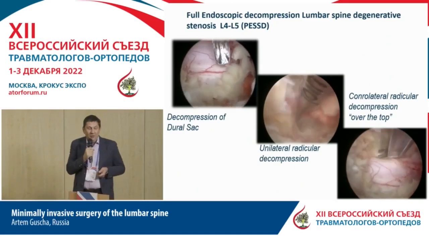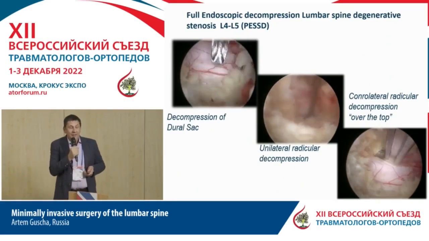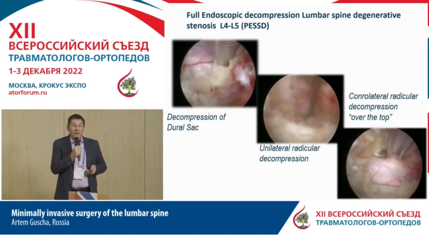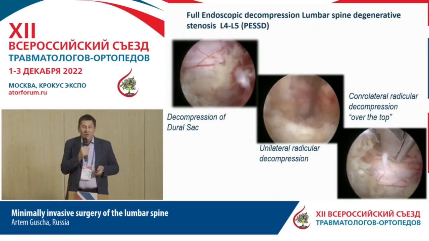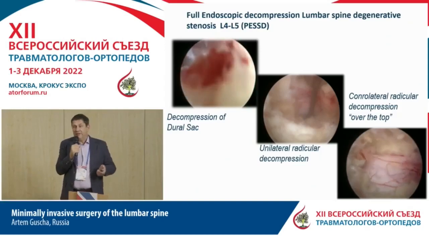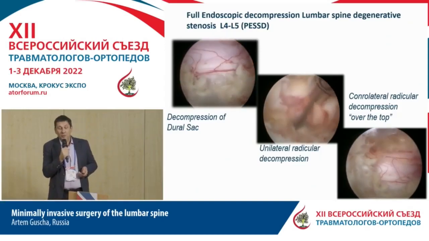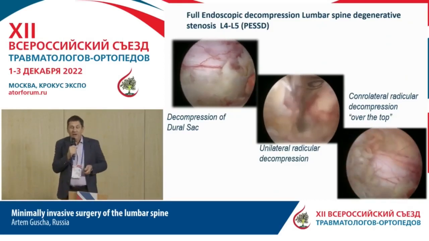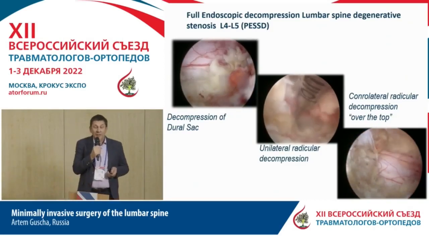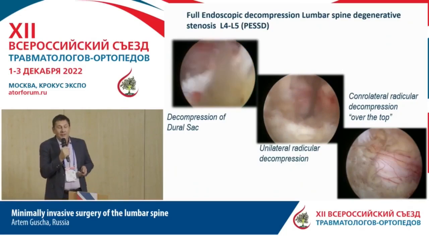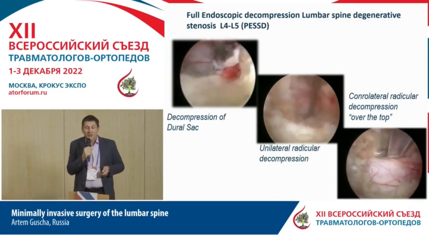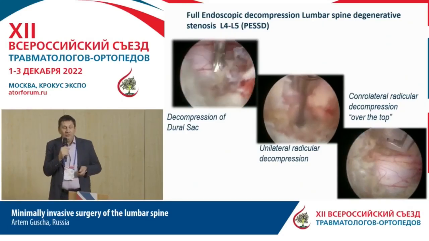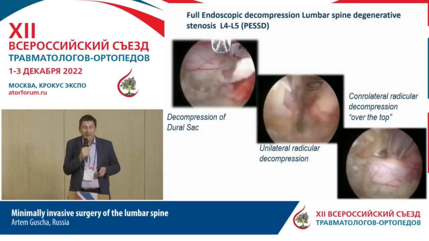And you can even see the unilateral radicular, and in the same easy way you can see the contralateral radicular using the over-the-top technique, because you can reposition the cannula in every direction inside this interlaminar space. So the learning curve for this procedure, I would say, is even easier than for TLIF, because all the structures are very visible and very understandable.